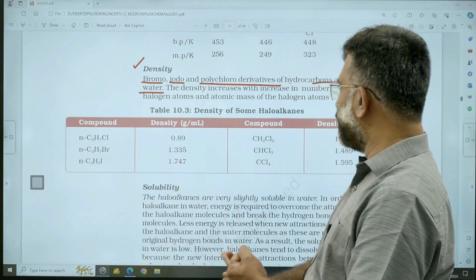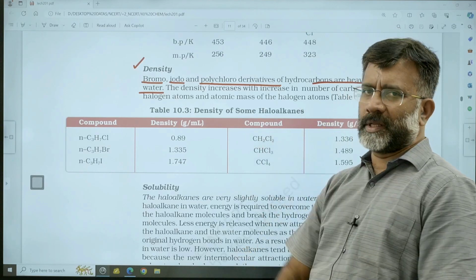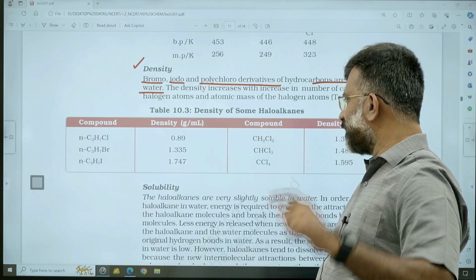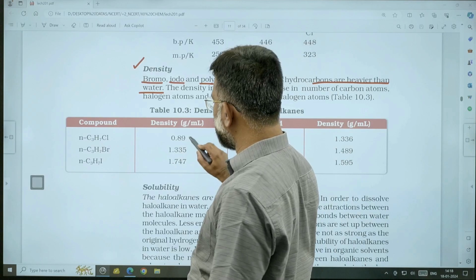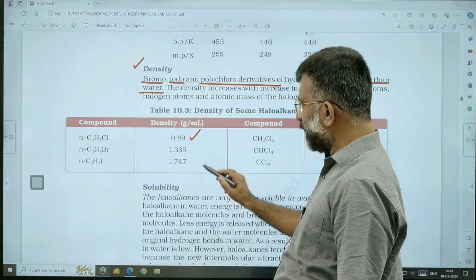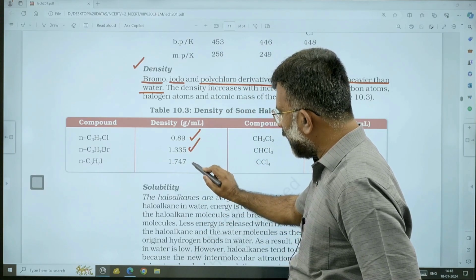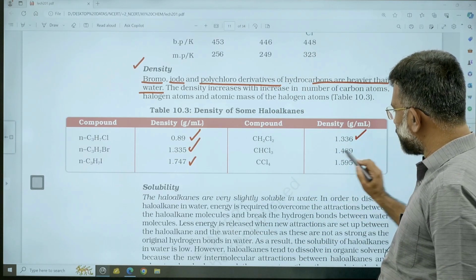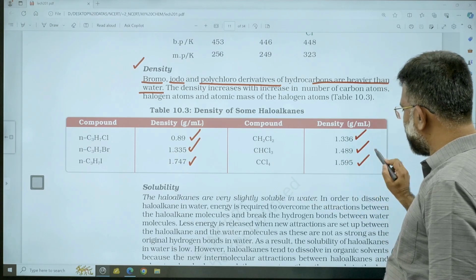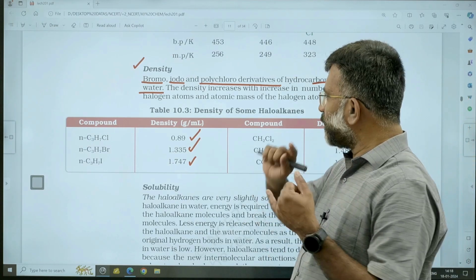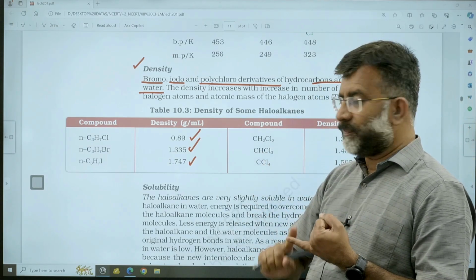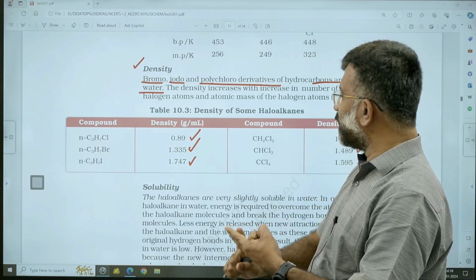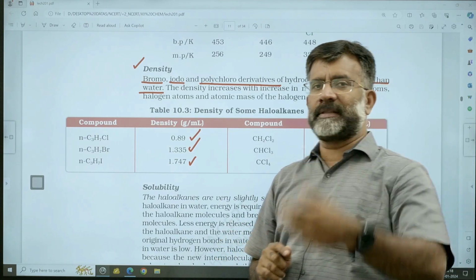Bromo, iodo, polychloro derivatives. You know the density of water is 1. The chloro derivative is 0.89, less than water. Bromo is more than water, iodo more than water, dichloro more than water, trichloro very high, tetrachloro very high. So bromo, iodo, polychloro derivatives are heavier than water.